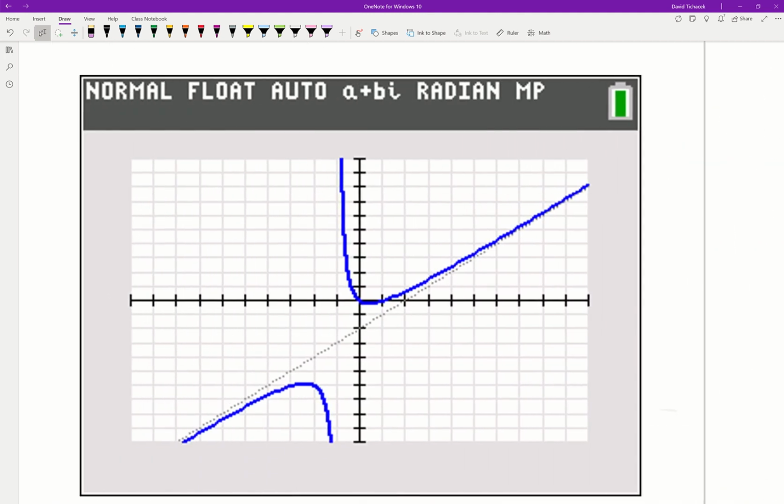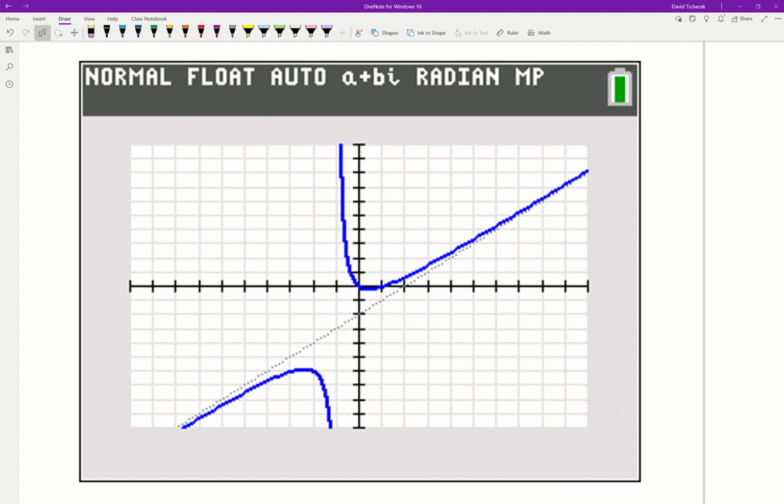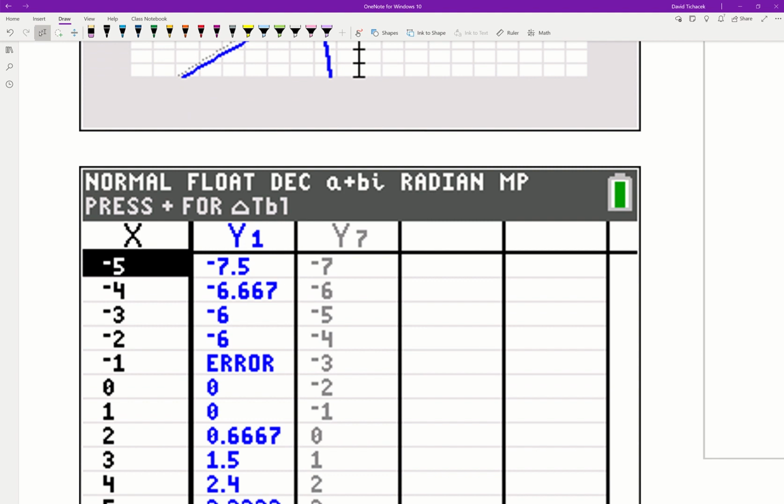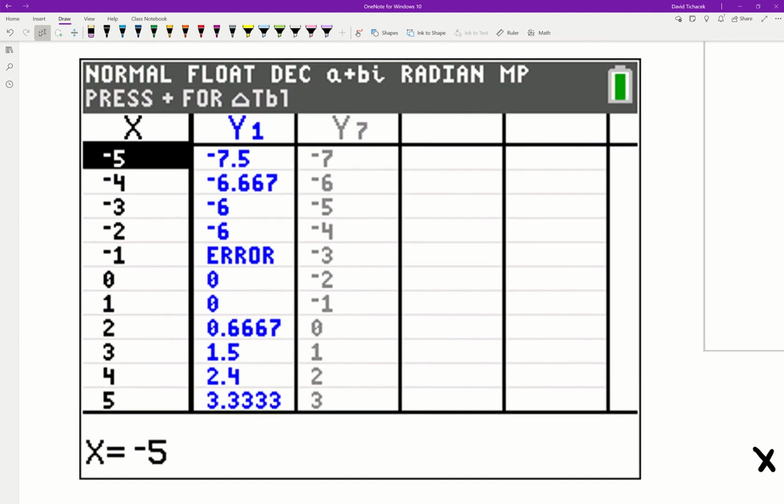So here's a quick picture of what this graph would look like if you were to actually plot it in the TI-84. You'll notice I've graphed the actual path of the function here in blue, and then I actually have that asymptote there in that dotted gray line. So that is what our final product is going to look like, and I've also grabbed a screenshot of the table from the calculator. So just to be clear, y1 in blue here, that is my actual function, and then what it says here, y7, that is the asymptote.